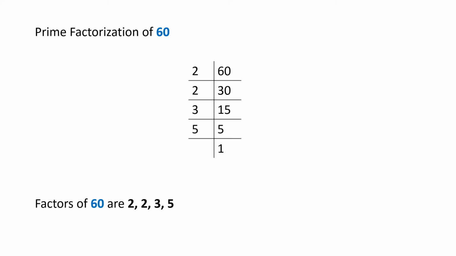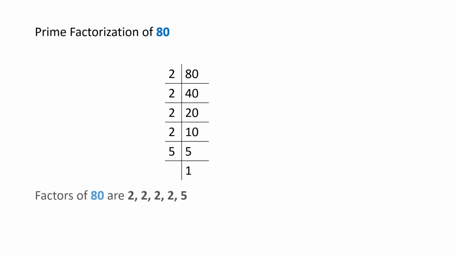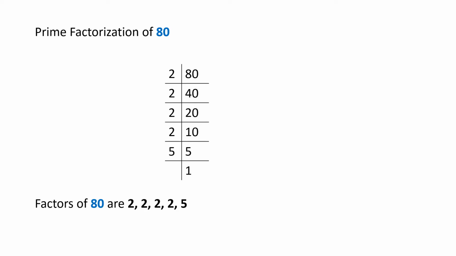By prime factorization of 60, we have factors of 60 that are 2, 2, 3, and 5. By prime factorization of 80, we have factors of 80 that are 2, 2, 2, 2, and 5.